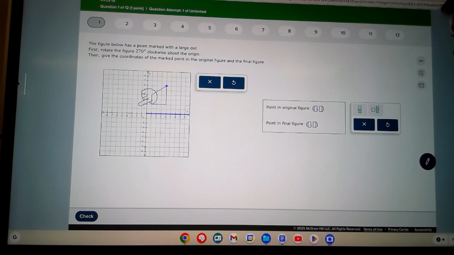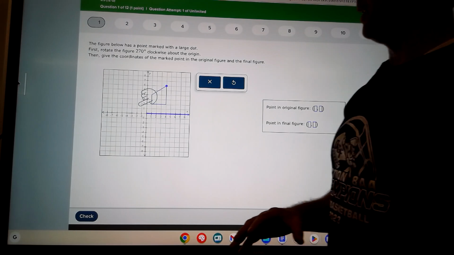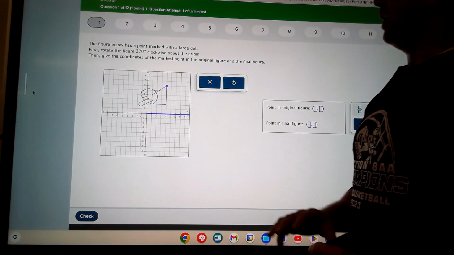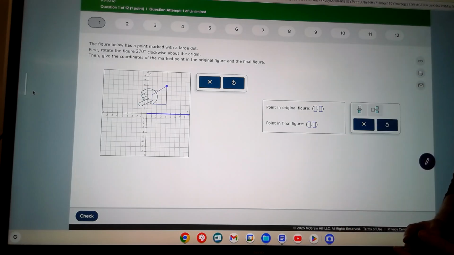Right, students, this is the 8.3 for the assignment on Aleks. I'm going to go through now. 12 questions. I don't think you'll have too much trouble with it.